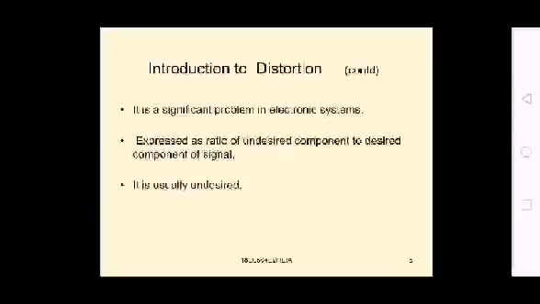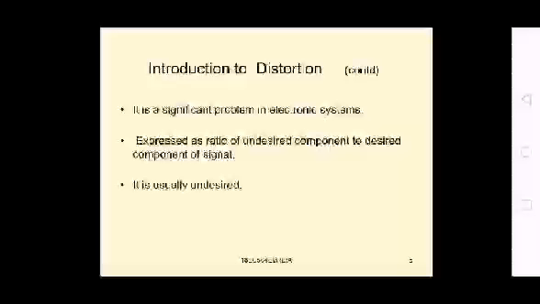The distortion is expressed as the ratio of the undesired component to the desired component of the signal. When we talk about distortion, we talk about the percentage of distortion, that is, the percentage of unwanted signal present in the original signal. So distortion is the ratio of undesired signal to the desired component of the signal. Distortion is usually an undesired component, so we have to eliminate it; we want only the desired component of the signal.